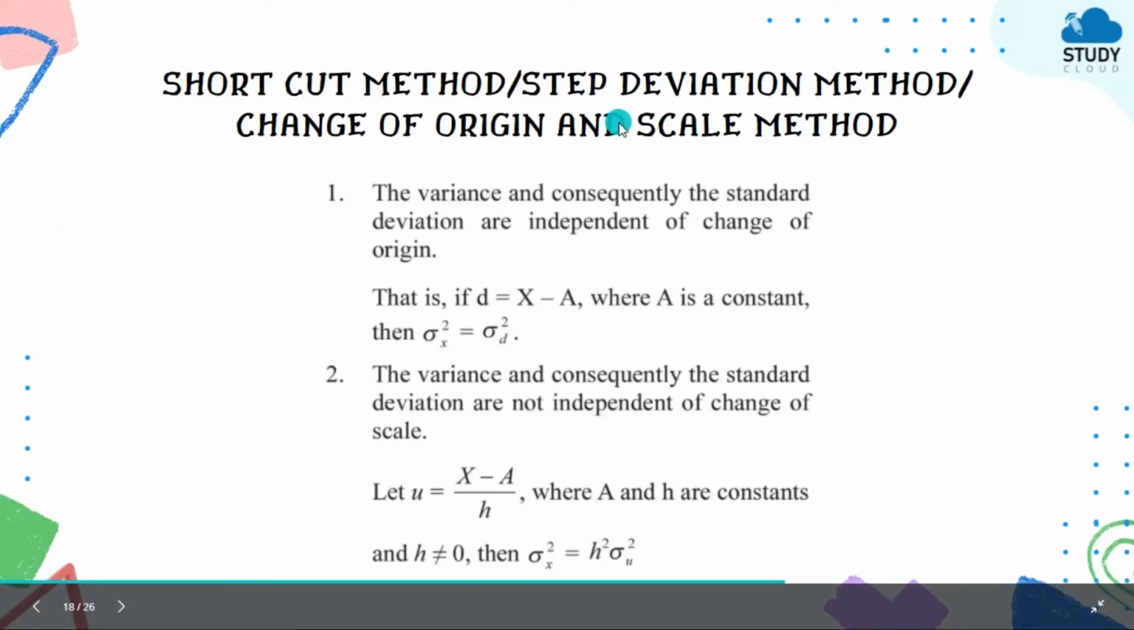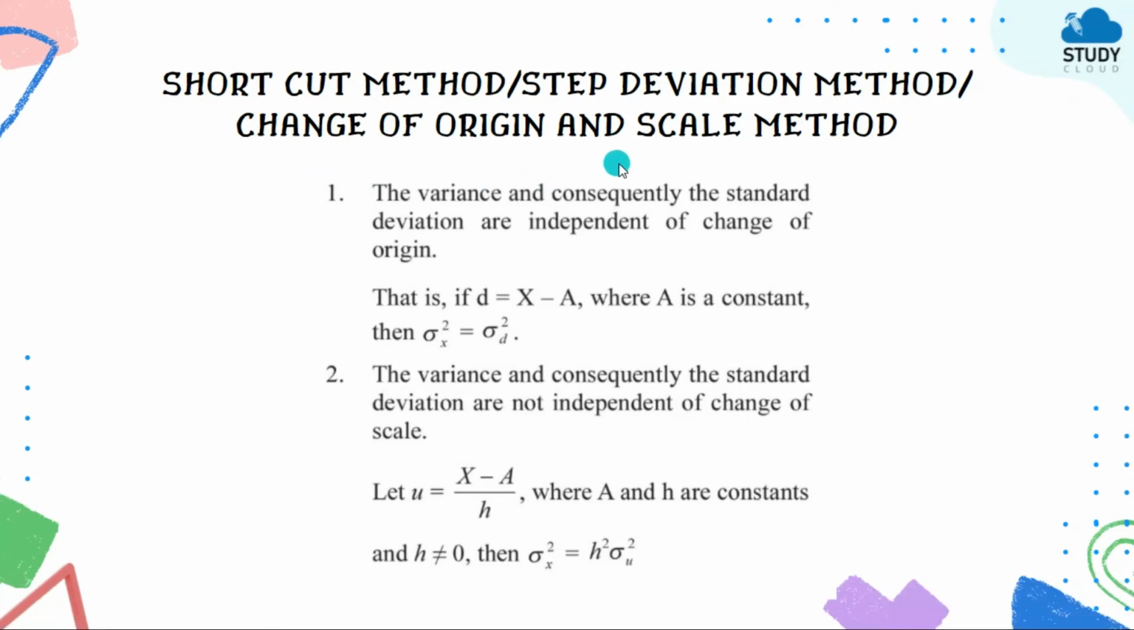Shortcut method, step deviation method, change of origin and scale method. Here the first type is the variance and consequently the standard deviation are independent of change of origin. That is, if d equals x minus a. Now what is a? A is a constant.